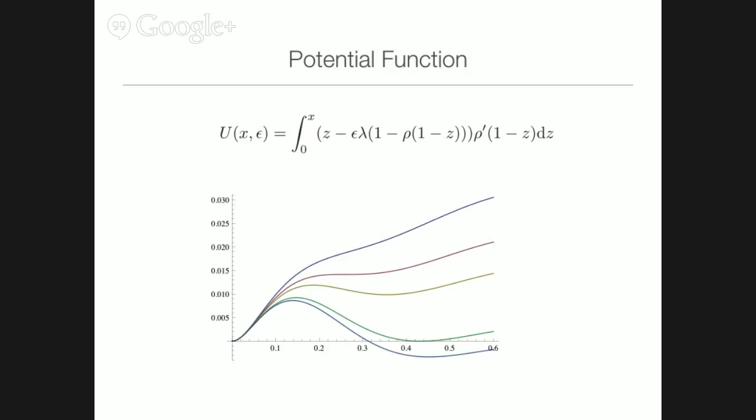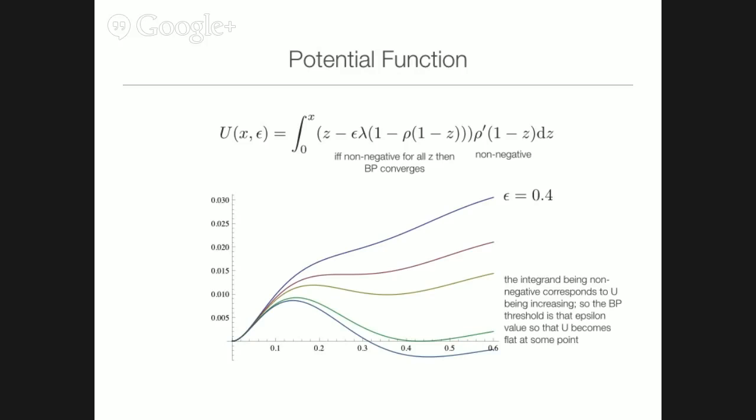This is the smallest epsilon, then larger epsilon, larger, larger. So it's clear that the BP threshold is characterized in terms of this function by exactly the largest epsilon such that these curves are always increasing. Because as long as this thing here is positive, this whole thing will be increasing. So you can see that for various epsilons this is increasing, and at that point it just starts to flatten out, and that's exactly what characterizes the BP threshold. That's the BP threshold.